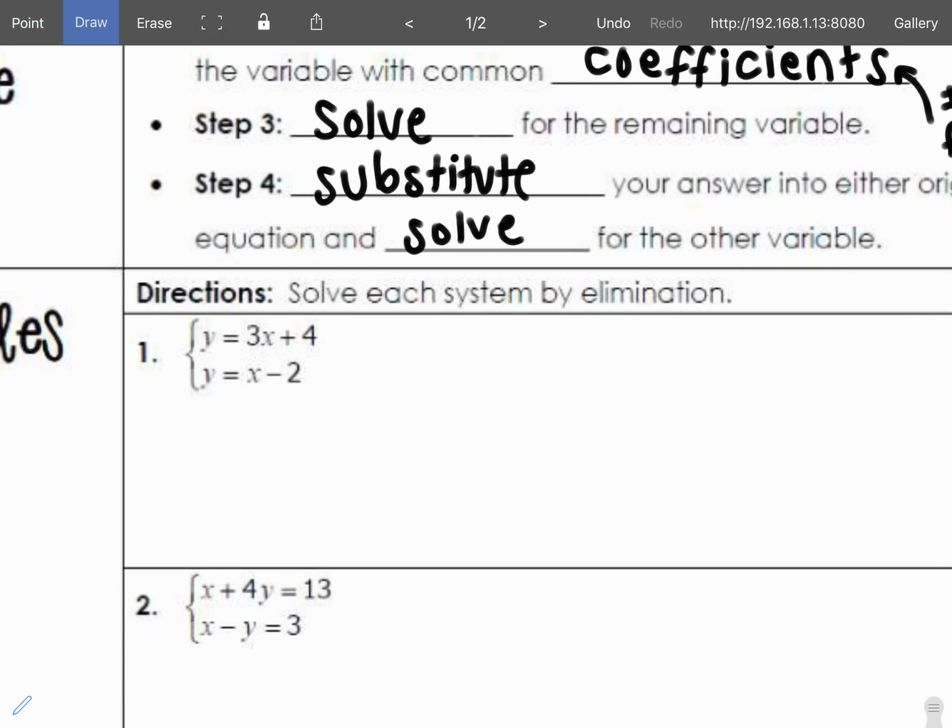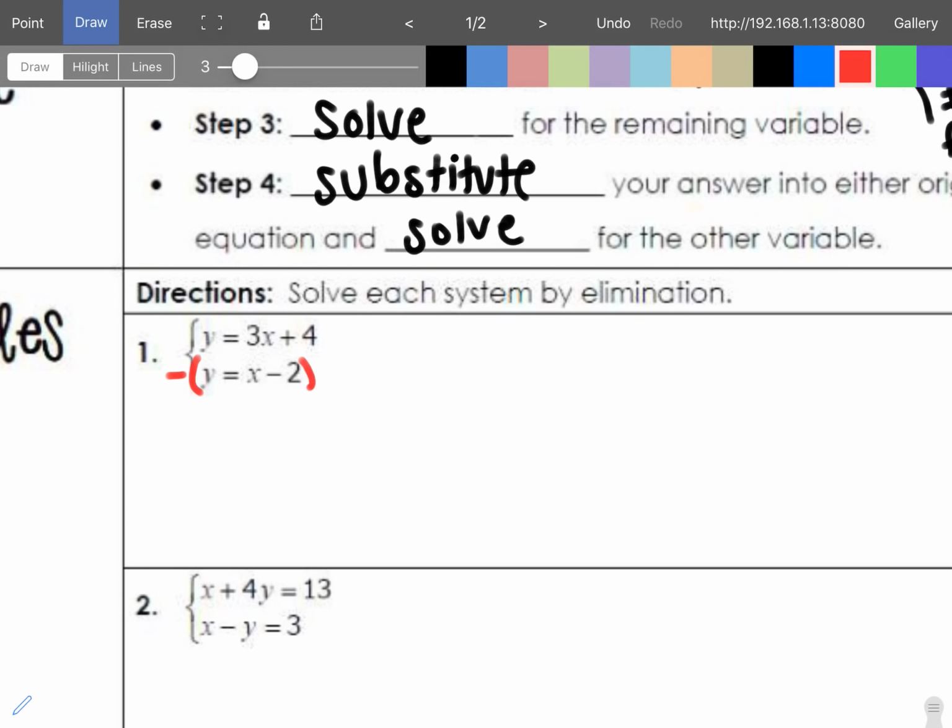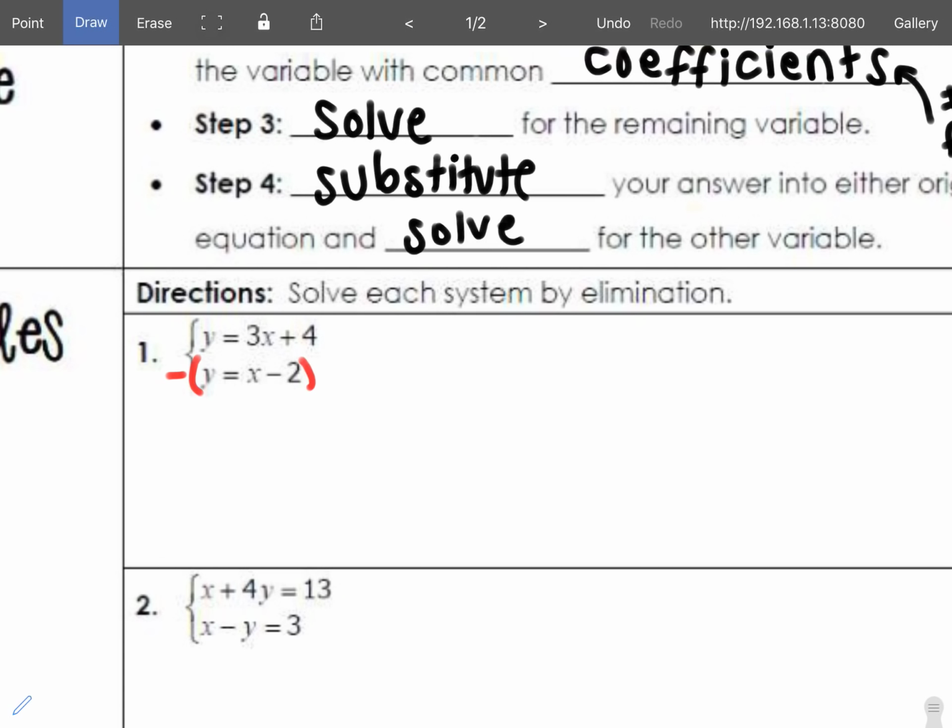So instead of adding down, we need to subtract the bottom equation because we need a negative y to get rid of that. Okay? So in this case, the top equation stays the same, and my bottom equation is going to have a negative distributed to each piece.